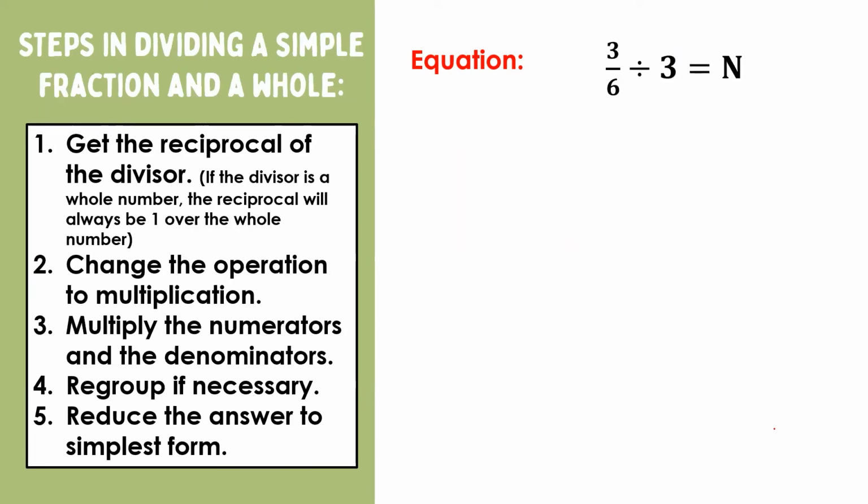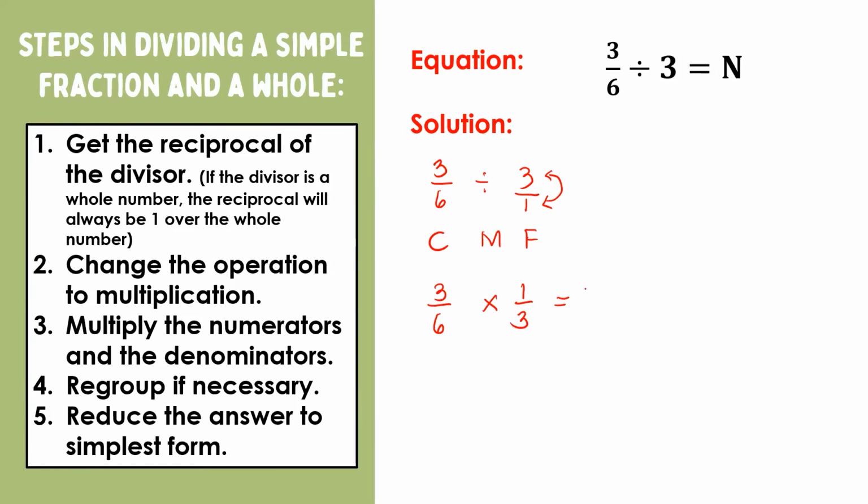Next example, 3/6 divided by 3 equals n. Again, let us use the mnemonic CMF. C is for copy the dividend, which is 3/6. M for change division to multiplication. And F for flip the divisor to get the reciprocal. Remember, every whole number can be expressed as a fraction by putting it on top of a denominator 1. So, when we flip it, that gives us 1/3. Or you can just remember that the reciprocal of a whole number is always 1 over the whole number.